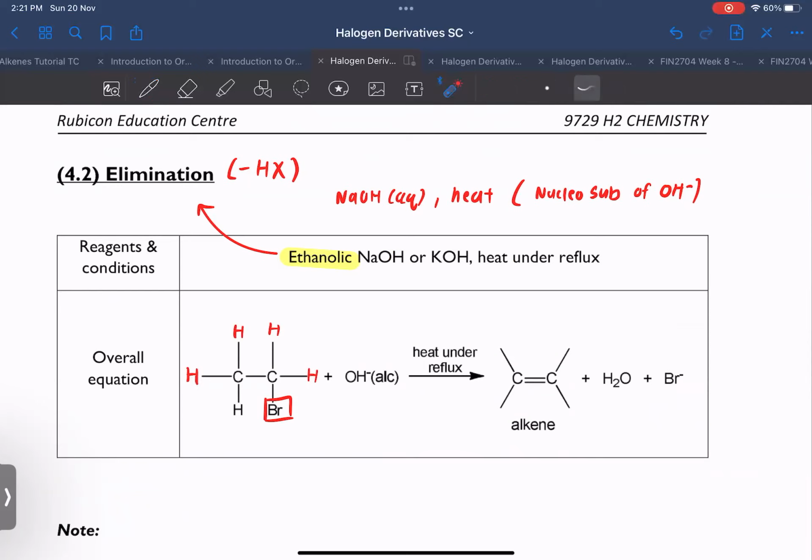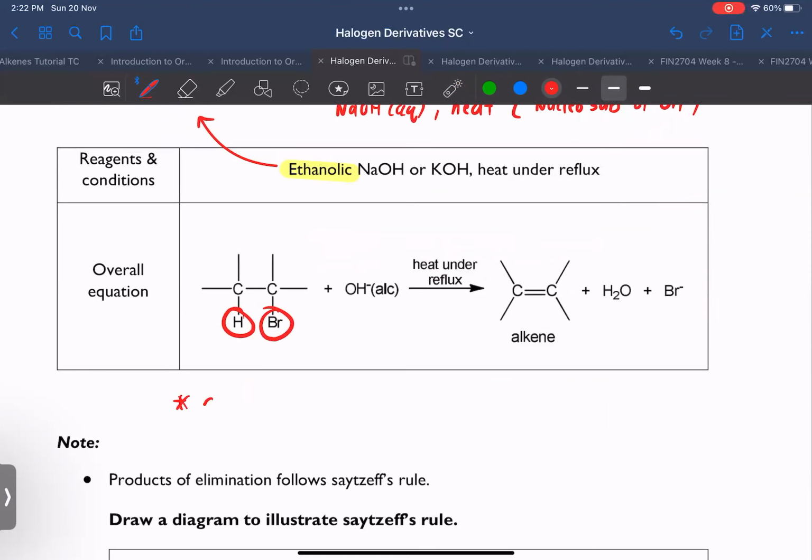Look at what I'm trying to form. I'm trying to form an alkene. I'm trying to form a double bond in between these two carbons. So can I just remove this H? No, right? If I remove this H and this Br, a double bond is still not going to make this carbon on the right have four bonds. So take note, for elimination, there's a very important thing. You must remove an H from the carbon beside. So go and write this down: the carbon atom that is adjacent to the C-X bond must have at least one hydrogen.